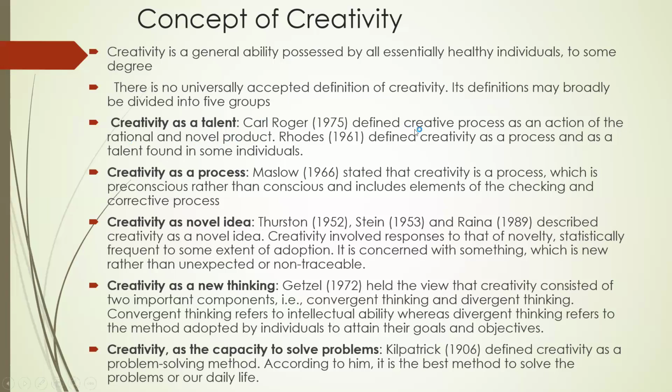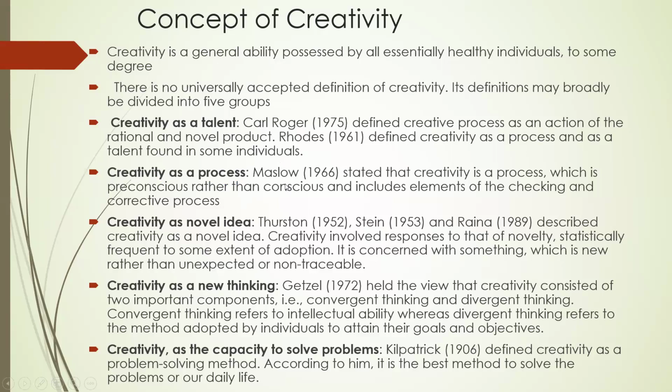According to Carl Rogers, the creative process is an action of the rational and novel product. And Rhodes defined creativity as a process and as a talent found in some individuals. So the second category, in which these definitions can be put, is creativity as a process. So creativity as a talent, and the second category is creativity as a process.